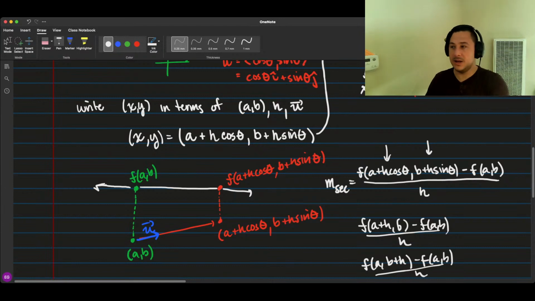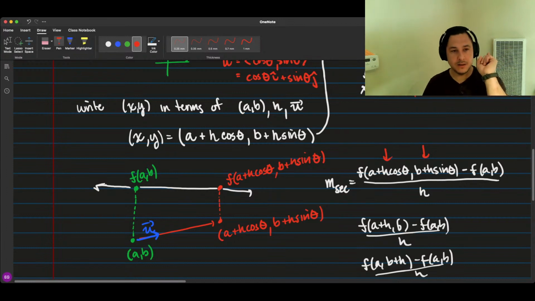Now you have to add h into both of them, right? Because you're traveling in an arbitrary direction. So this is the secant line for that arbitrary direction.